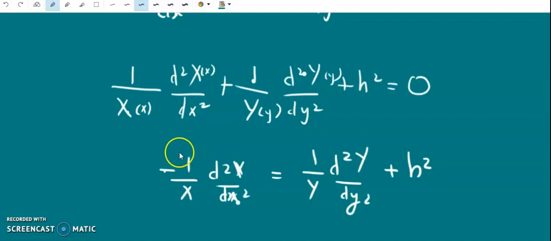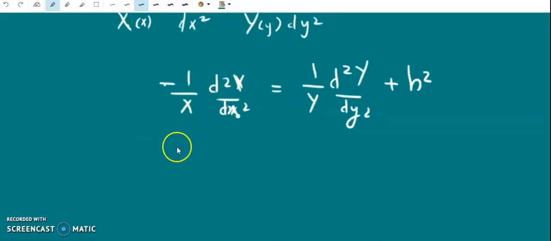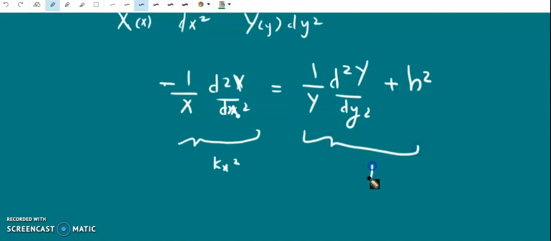So this is true if and only if both sides of the equation are separately equal to a same constant. You must have seen these types of equation while solving the Schrodinger equation for hydrogen atom by the method of separation of variables. So this equation is true provided the left and right sides are separately equal to a same constant, a separation constant. So let me call this separation constant kx². So this is also equal to that kx².